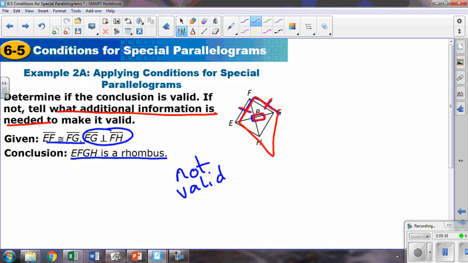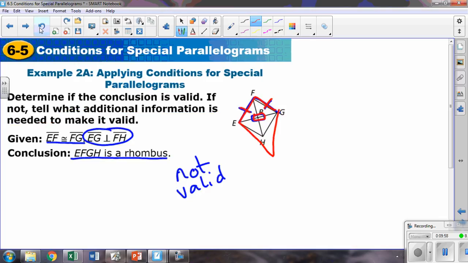What additional information would we need? How could we fix it? Essentially, that's saying, how could we make sure? What piece of information could we put in that would tell us, now we know we actually do have a parallelogram? And it's worth noting that there are many, many different correct answers to this one. The first one that pops into my mind, if opposite sides are congruent, that'll force you to have a parallelogram.